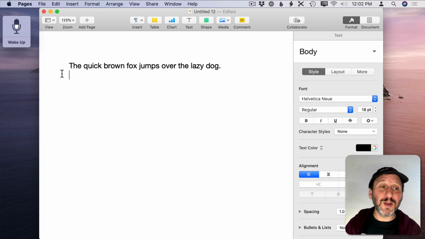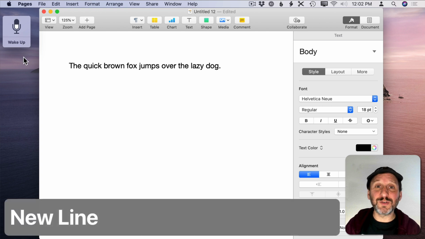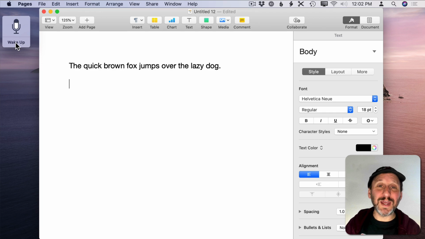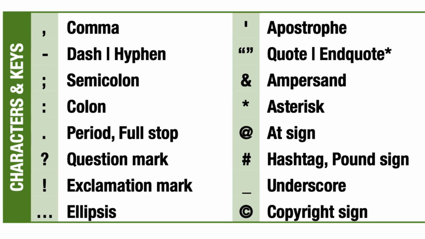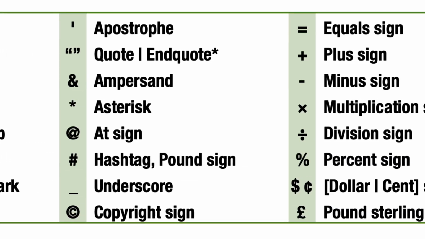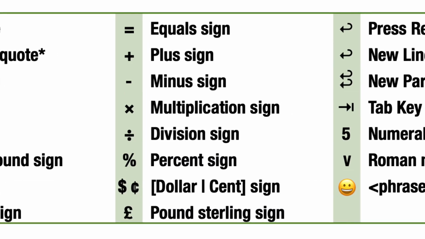Now there are a ton of other commands just for typing special characters. For instance, if I want to get to the next line, I could say New Line or press Return key. New line. I could also do some things like say special symbols. For instance, quote or apostrophe, plus sign, minus sign. There are all sorts of special symbols that you could type.